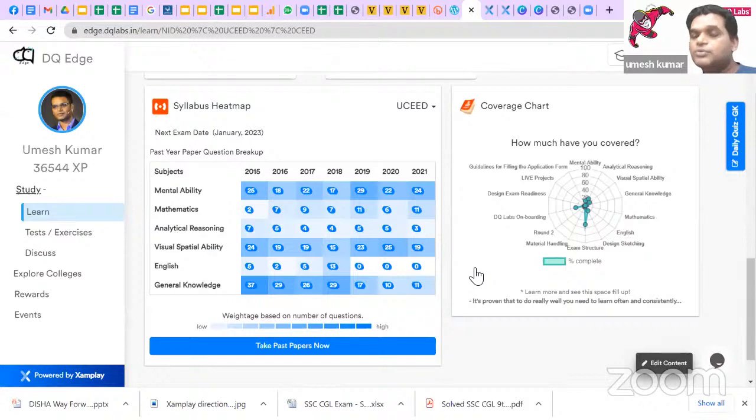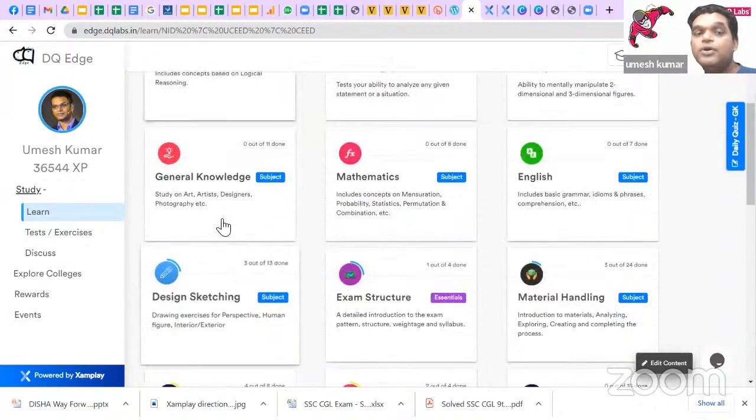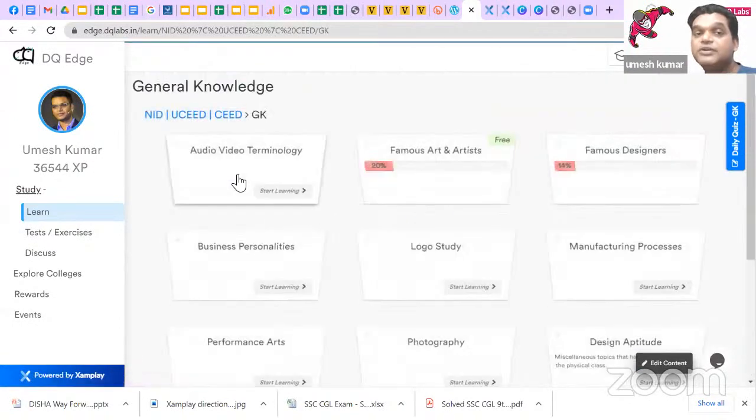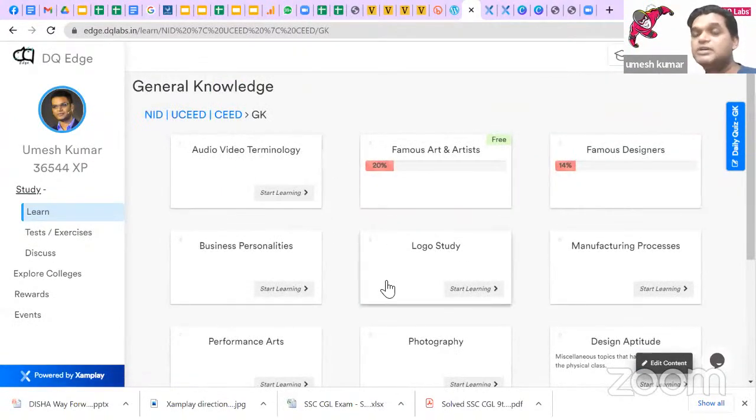What I suggest to all my students is your first priority is to be thorough on the information that is given on DQH, general knowledge. This is the fundamental thing. All my students will be very well aware of the information that is given here. Beyond that, if you are trying to accumulate some more information, you do that. No problem. But this is the fundamental basic information you should be learning.